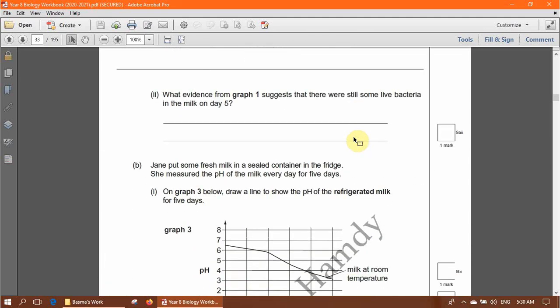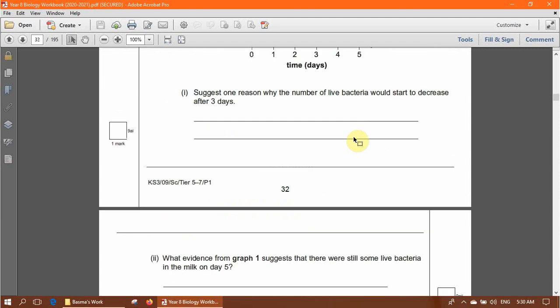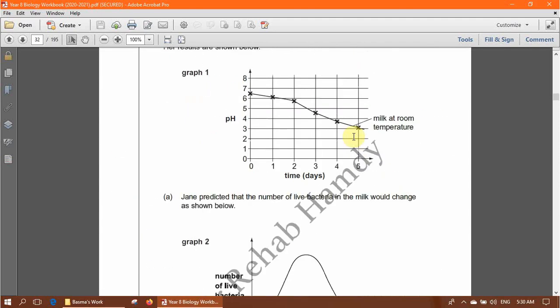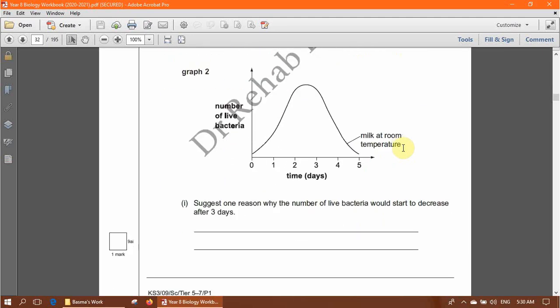Okay, next question. I want an evidence that suggests that there is still some live bacteria on day 5, and this evidence you should get from graph 1. So on day 5, why is there still live bacteria? Because the pH is still going down. So this means that the bacteria is still respiring and breaking down the lactose into lactic acid, and that's why the pH is still decreasing. So as long as the pH is still decreasing on day 5, this means that the bacteria is still alive.